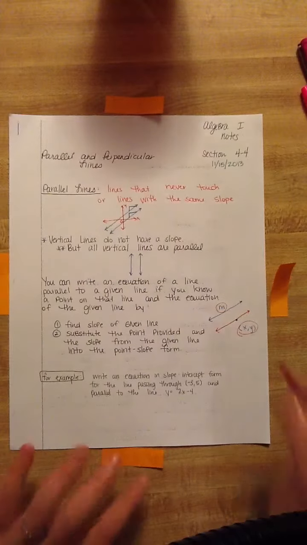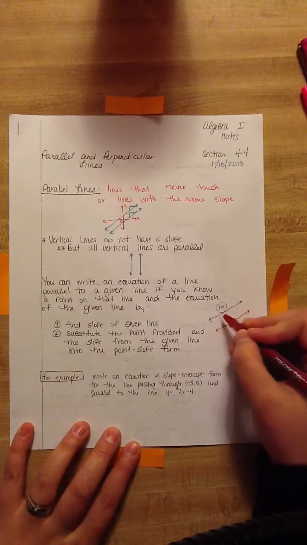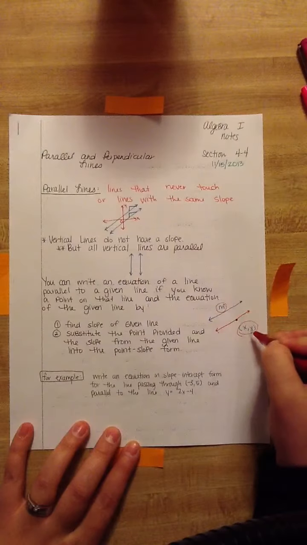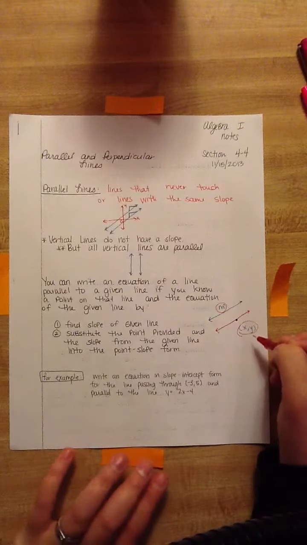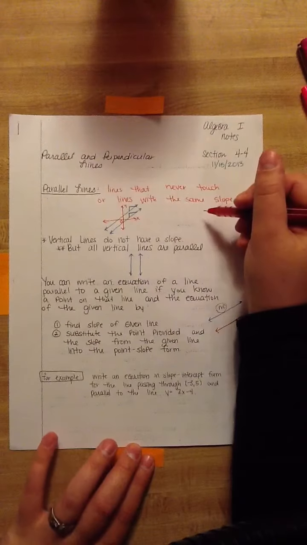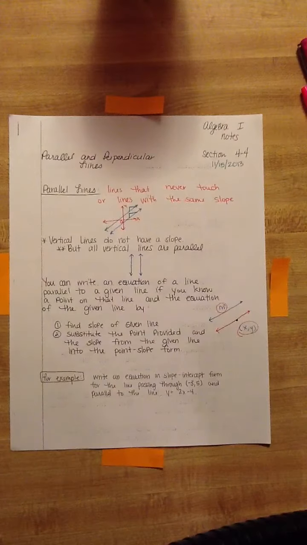So what they're saying is you might know just one ordered pair and not know the slope of this line, but you might know the slope of a line parallel to it, so you can use that same slope with this ordered pair to find the equation. You know you can use this slope because up here we said parallel lines have the same slope. So we're going to try an example.